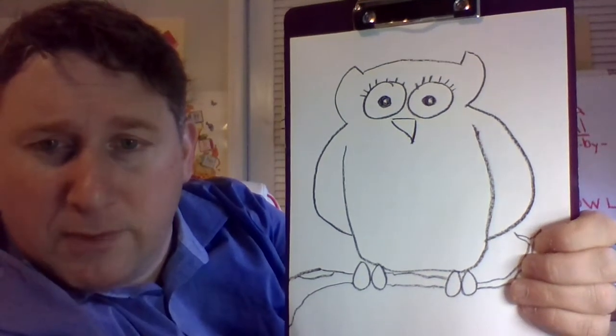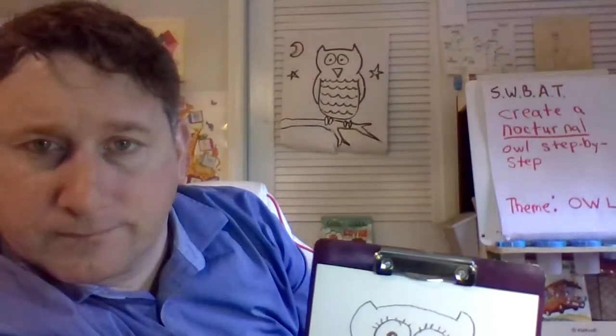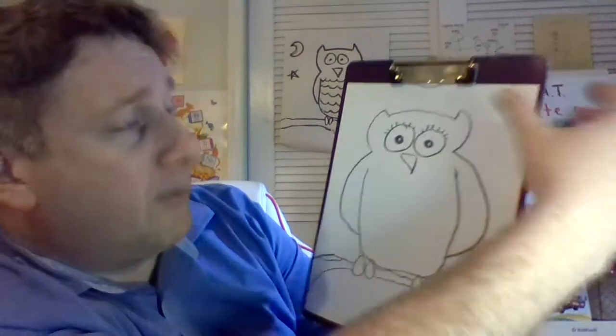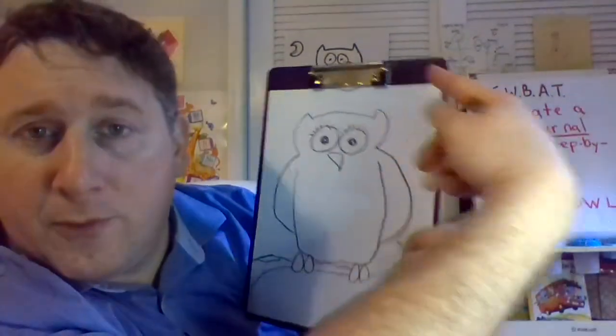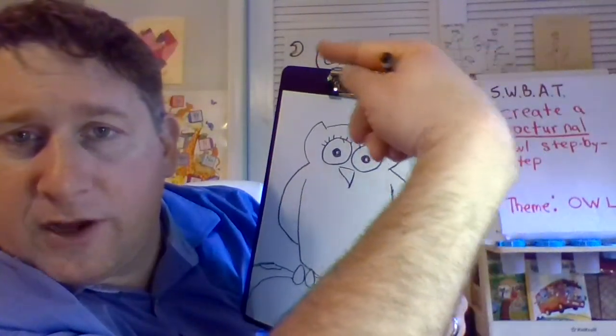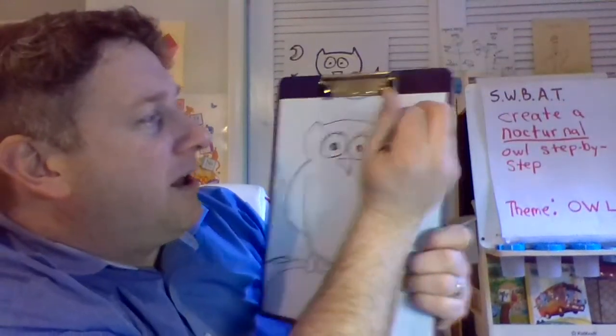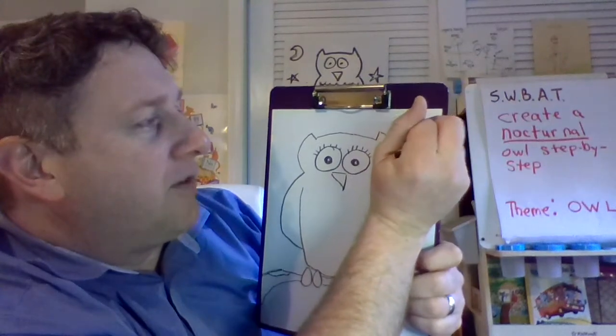Okay. So we're missing something. Oh, that's right. We are missing stars. We'll add the moon. Okay. So what do we call that moon again? I said it once already during class. That's right. Crescent. You can put it on either side. I'm going to make mine small.